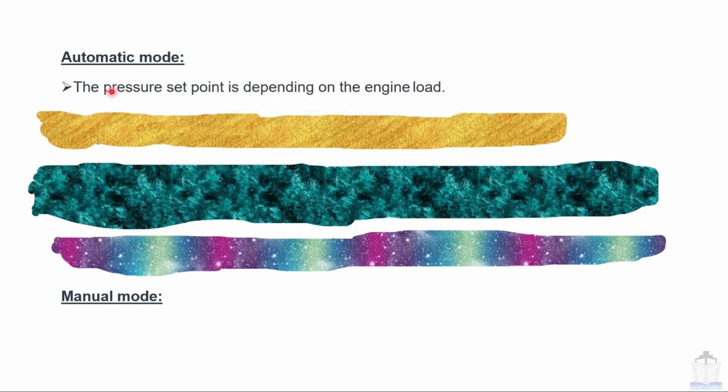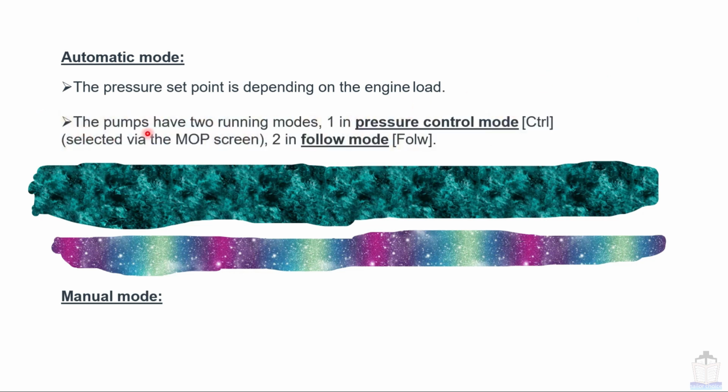So first is the pressure set point is depending on the engine load, means as the load increases, hydraulic pressure also increases, and as the load decreases, hydraulic pressure also decreases. Next is the pumps have two running modes. Number one is pressure control mode, that will be symbolized as CTRL, selected via the MOP screen, and second is follow mode, which will be symbolized as FOLW.